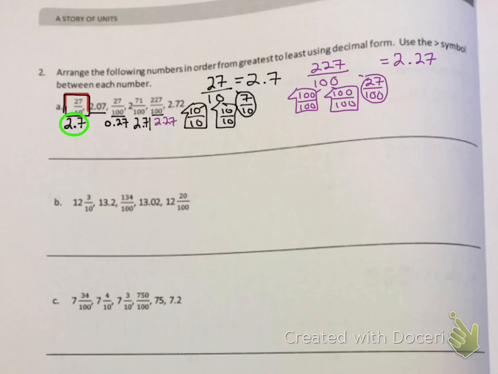So I have a decimal here, decimal there, decimal here, decimal here, decimal here, and a decimal here. We need to place these decimals from greatest to least. So the decimals that are the greatest.